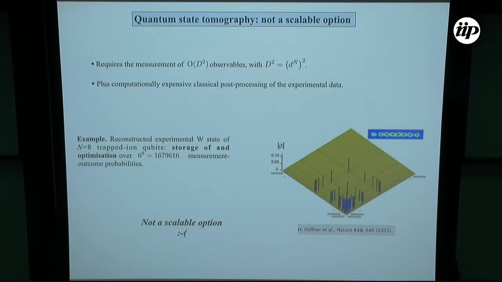I mean, what do I do afterwards with a 2 to the 8 times 2 to the 8 density matrix? Any information that you want to extract from that is very difficult, right? So this is not a scalable option, right?